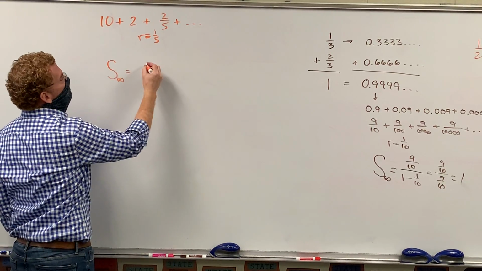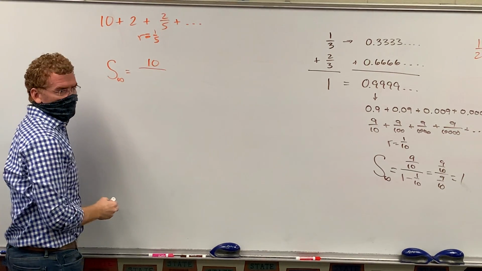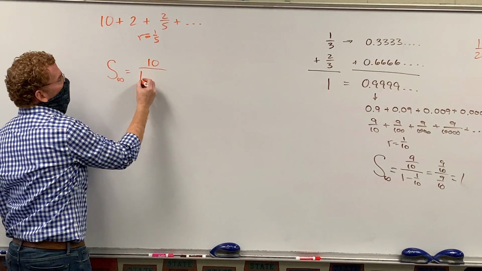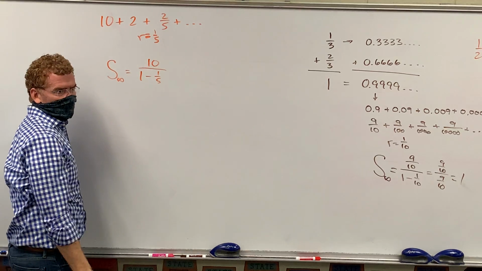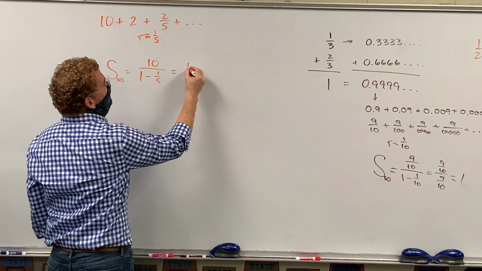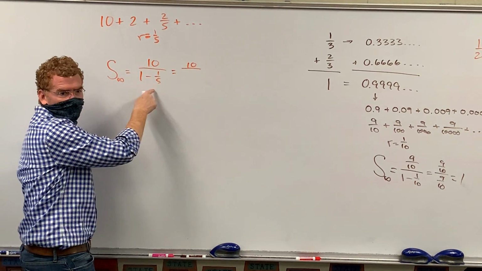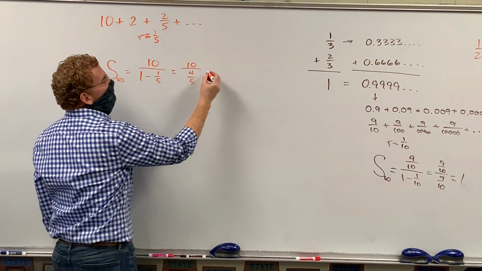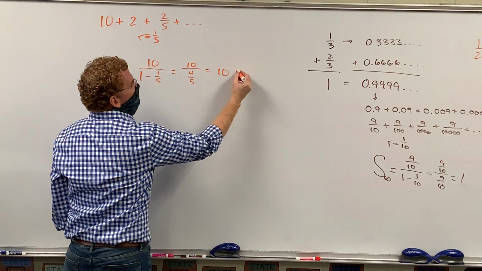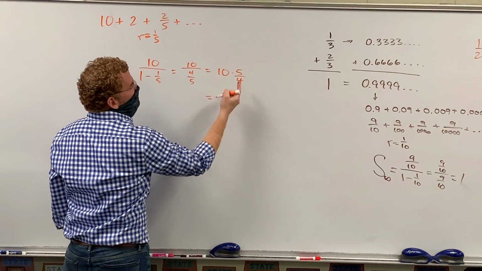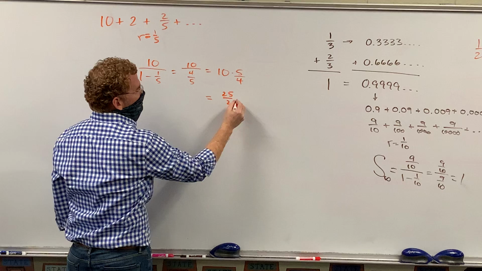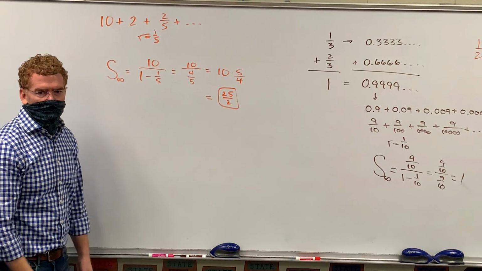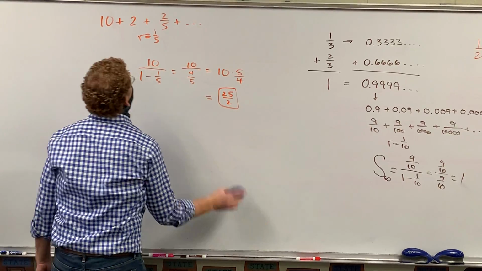First term, which is 10. Wait, 10. I got it. So first term is 10, not 1. 1 minus the ratio on the bottom. So I get 10 divided by 1 minus 1/5, which is 4/5. And how do you divide by a 4/5? You multiply by 5/4, so you get 50 over 4, which is 25 halves. Not too bad? All right, what about this one?